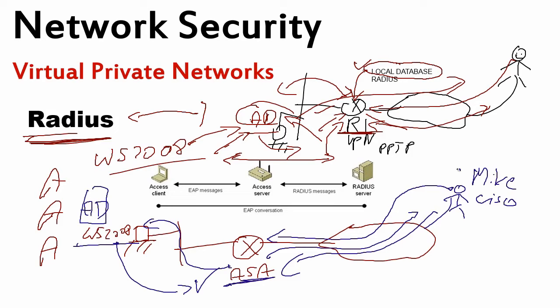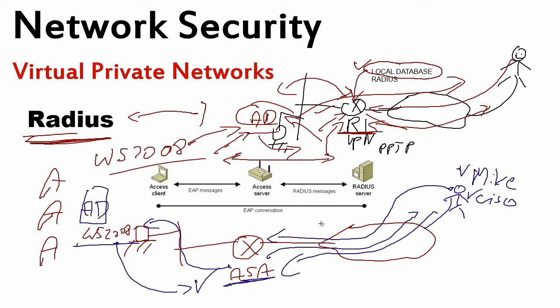The good thing for Mike is that this is the same username and password that he uses every day when he is in his office to log into Windows. Right? He types Mike and Cisco. That's what he can type when he is at home and he wants to connect to the corporate network. Can you see how easy it is?